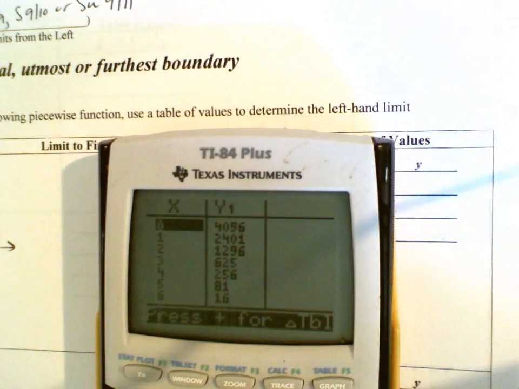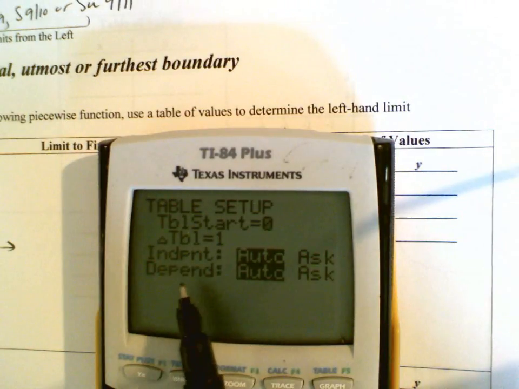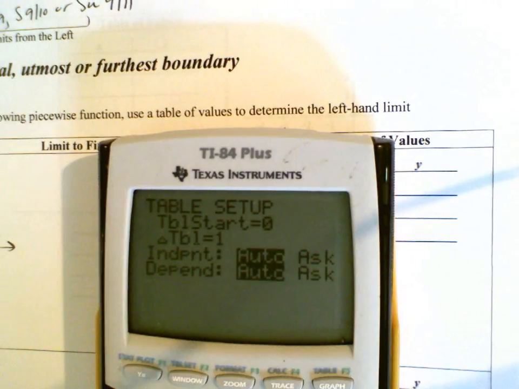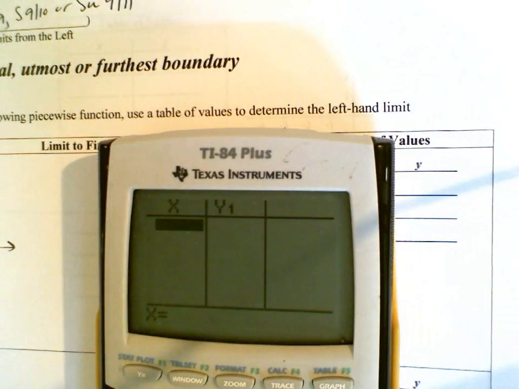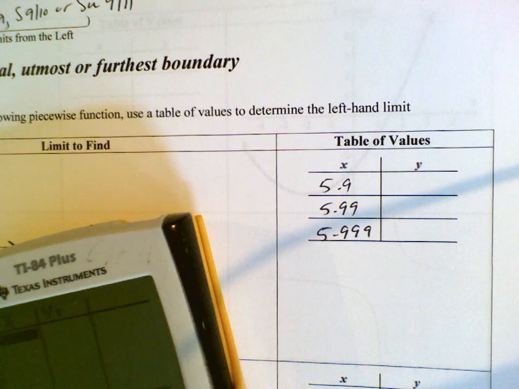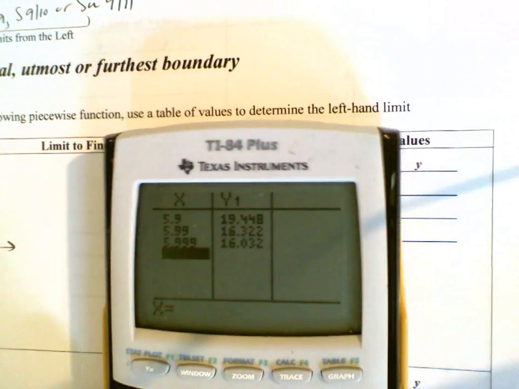So I'm going to go to table set. All right, the independent variables, which are the x values, are set to auto. That means the calculator will just choose them. I want to choose them myself, so I'm going to set it to ask. Now I go back to my table and I have a blank slate, and I'm going to type in these three x values here: 5.9, 5.99, 5.999.